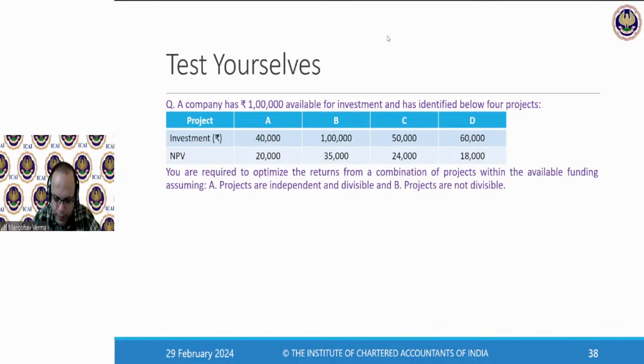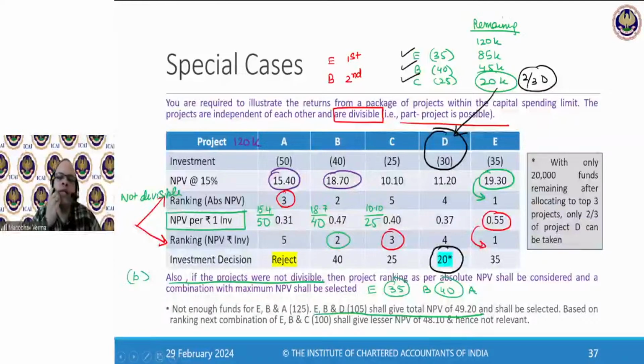Shweta says if projects are not divisible, why not E, B, and C? Because for E, B, and C, your combined NPV is lesser, Shweta. I know why you are saying E, B, and C, because you are kind of having another combination.